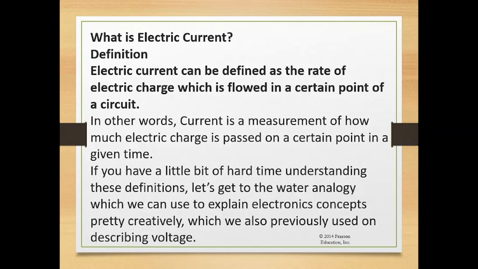What is electric current? Definition: electric current can be defined as the rate of electric charge which flows at a certain point of a circuit. In other words, current is a measurement of how much electric charge passes a certain point in a given time. If you have a hard time understanding this definition, let's get to the water analogy, which we can use to explain electronics concepts pretty creatively, and which we also previously used in describing voltage.